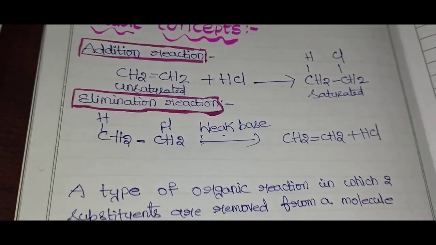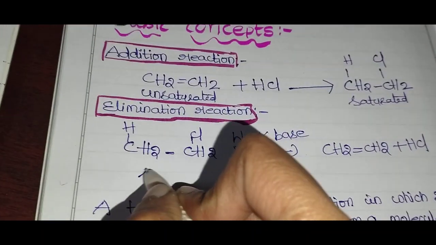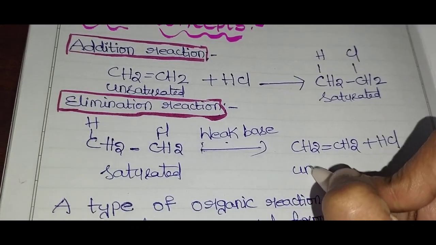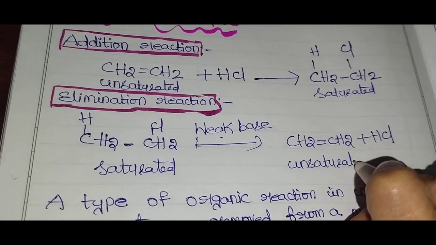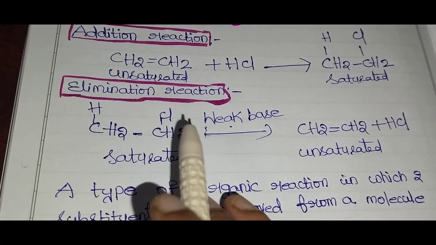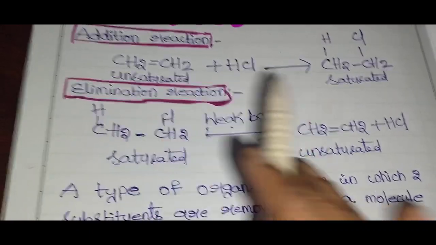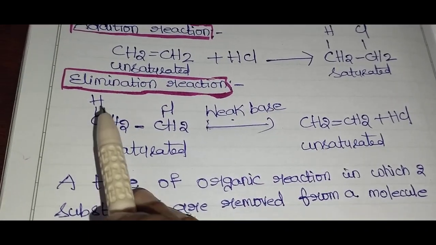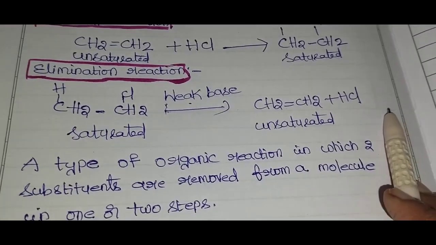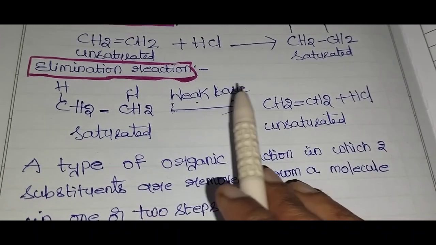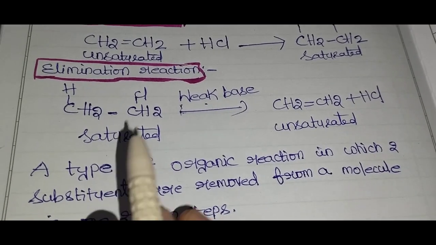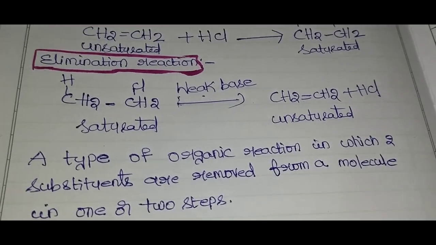Later we will discuss its mechanism and its steps. So in the elimination reaction, what is going on? A saturated compound is converted into an unsaturated compound. Here H is eliminated and Cl is eliminated, so HCl is eliminated totally, in the presence of a weak base. So in elimination reactions, a saturated compound is converted into an unsaturated compound.